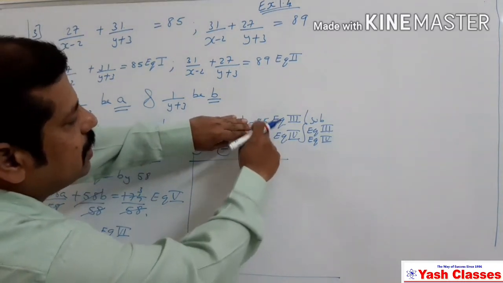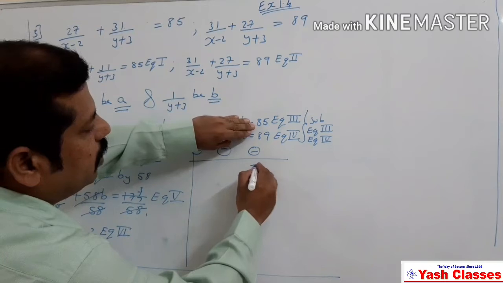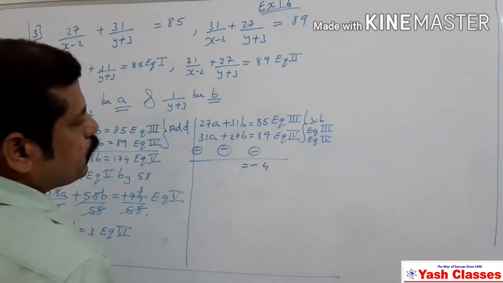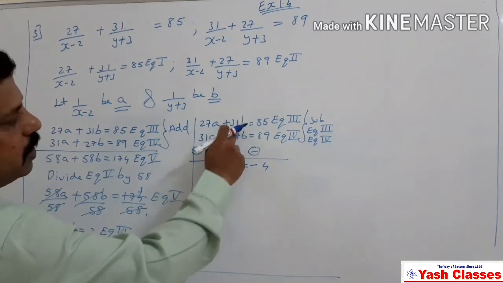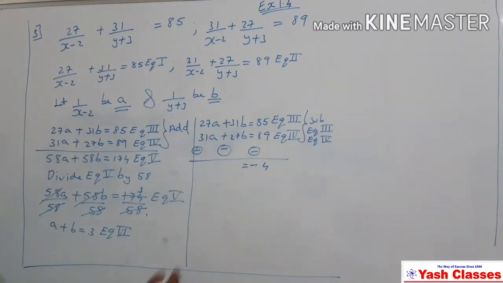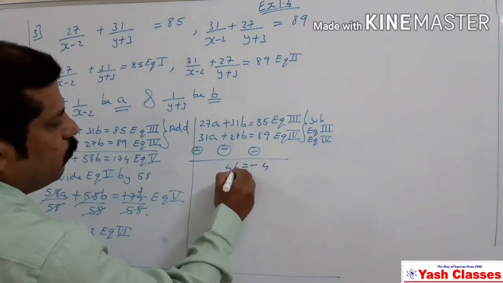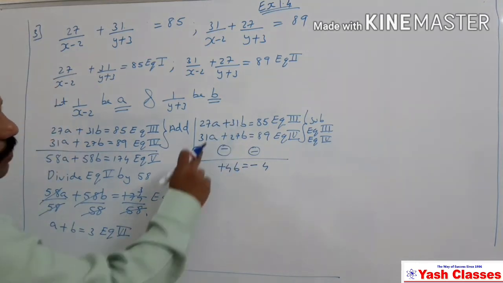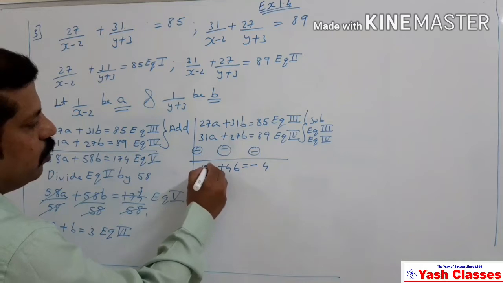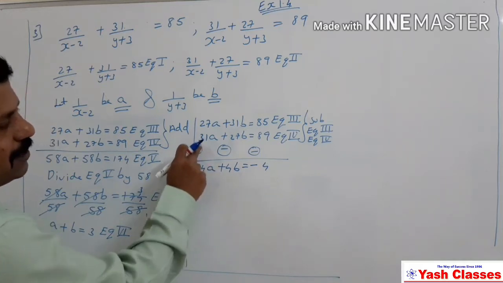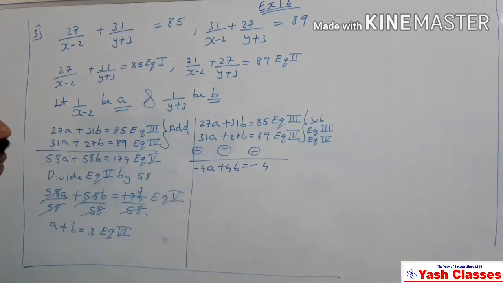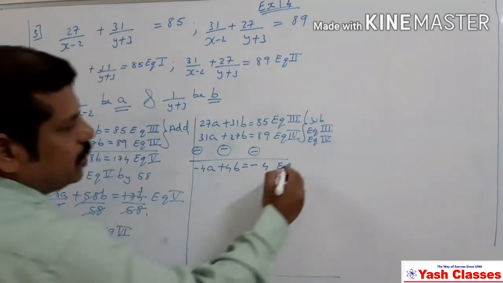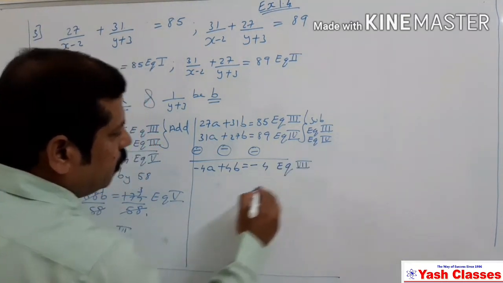89 is minus and this is plus. Minus 4, bigger number sign. 31 minus 27 is 4b, the bigger number is 31, so addition sign. 31 minus 27 is 4a, the bigger number is 31, so you have to put minus. The equation you got here, name it 7. Now we can divide.